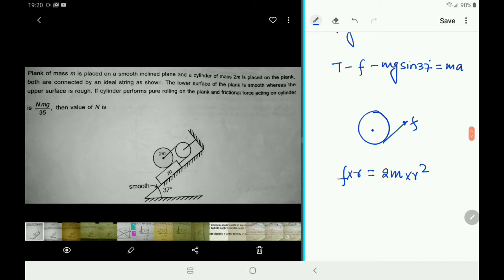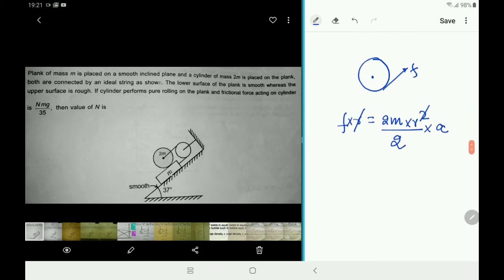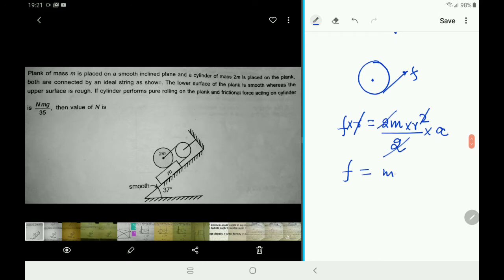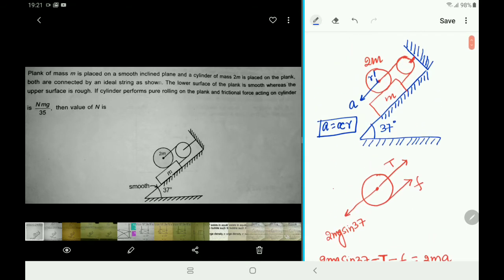So basically we are taking torque from the center of mass of the cylinder. We are seeing that only the friction force on the cylinder will be able to produce a torque from the center of mass. So torque will be F into R is equal to moment of inertia into alpha. Moment of inertia will be mR square by 2 since it is a solid cylinder. So mass is 2m, so 2m R square by 2 into alpha. Solve and simplify this, then we'll get F is equal to 2ma.